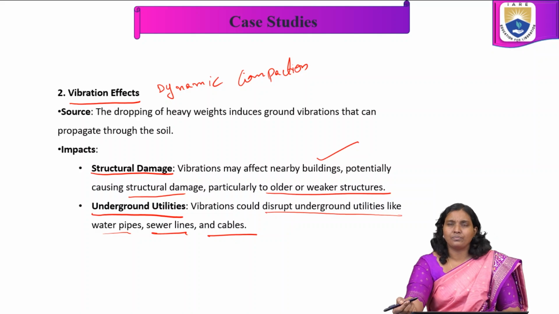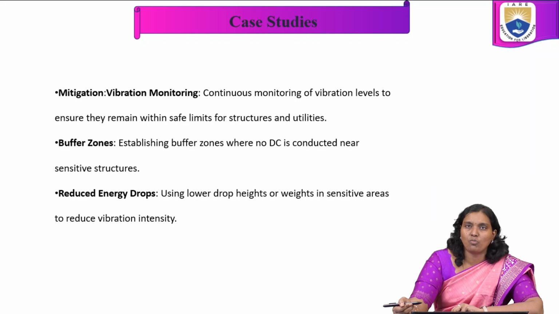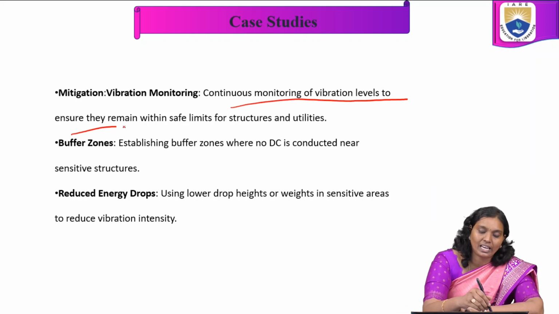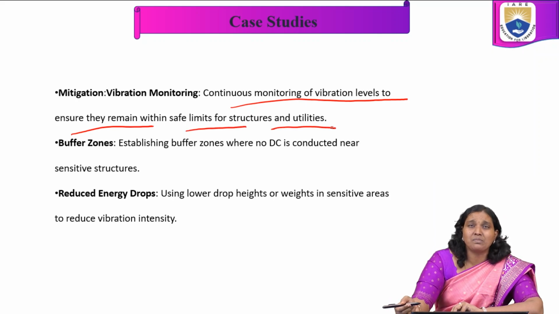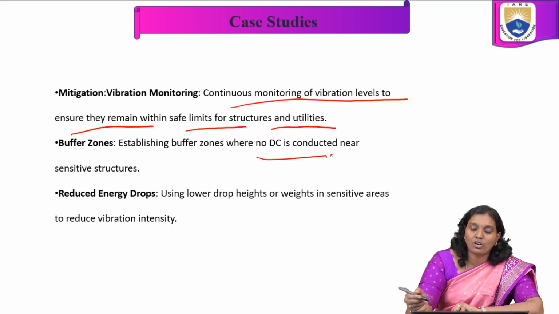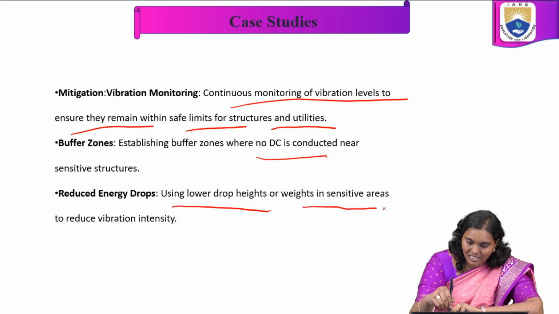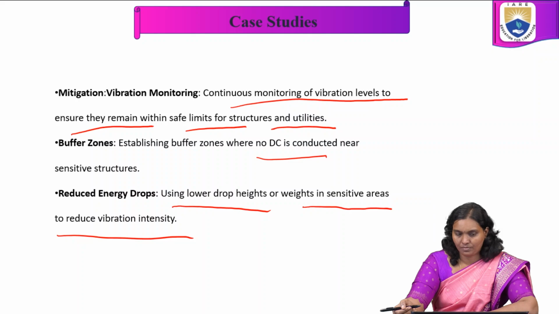For mitigation, there is vibration monitoring: continuous monitoring of vibration levels to ensure they remain within the safe limit for structures and utilities. There are also buffer zones, establishing zones where no dynamic compaction is conducted near sensitive structures, and reduced energy drops, using lower drop heights or weights in sensitive areas to reduce vibration intensity.